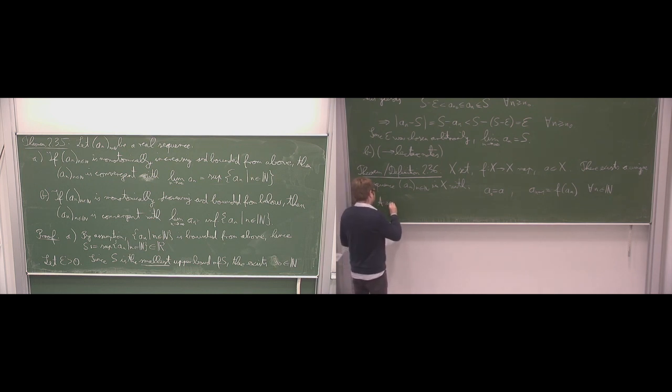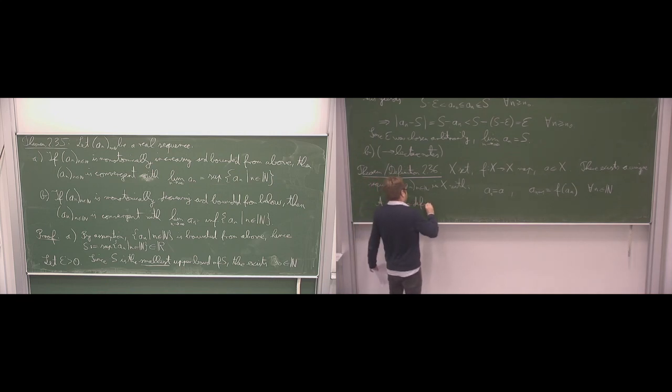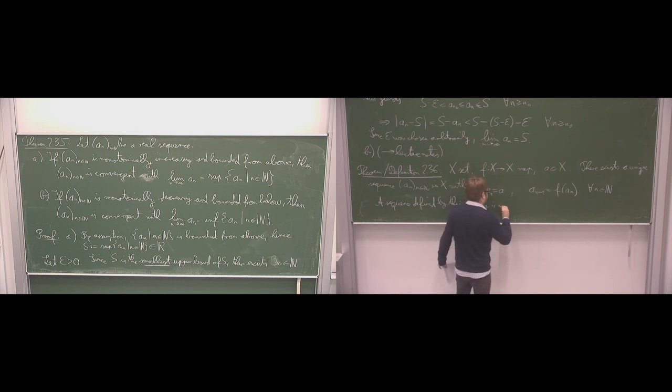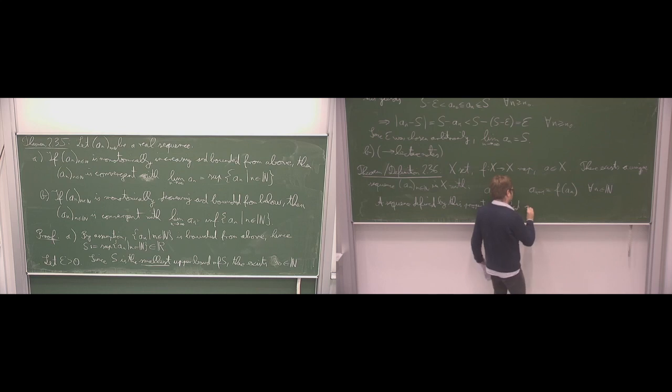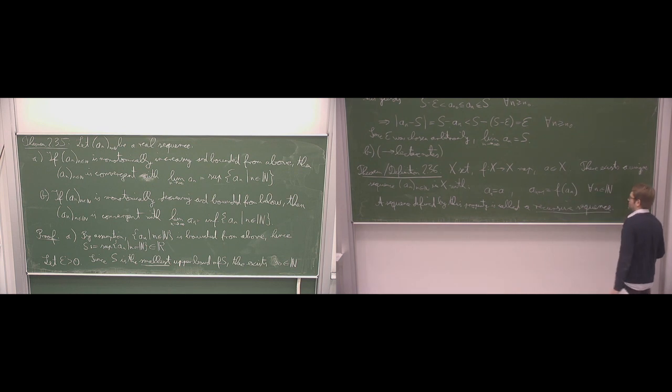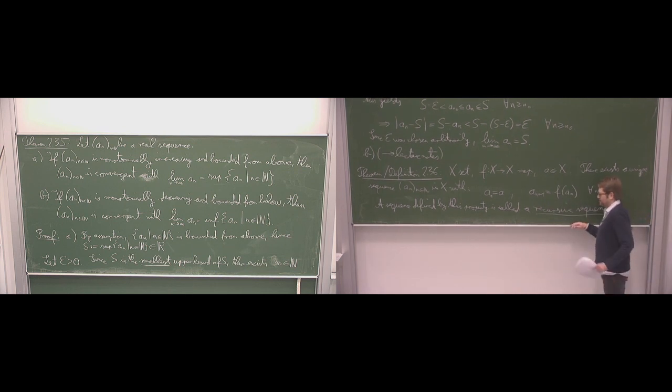So a sequence, and this was the theorem part, now for the definition part. A sequence defined by this property is called a recursive sequence, or recursively defined sequence. So instead of writing down the sequence in explicit detail, we can just write down some recursion formula like this. And so we get a sequence.